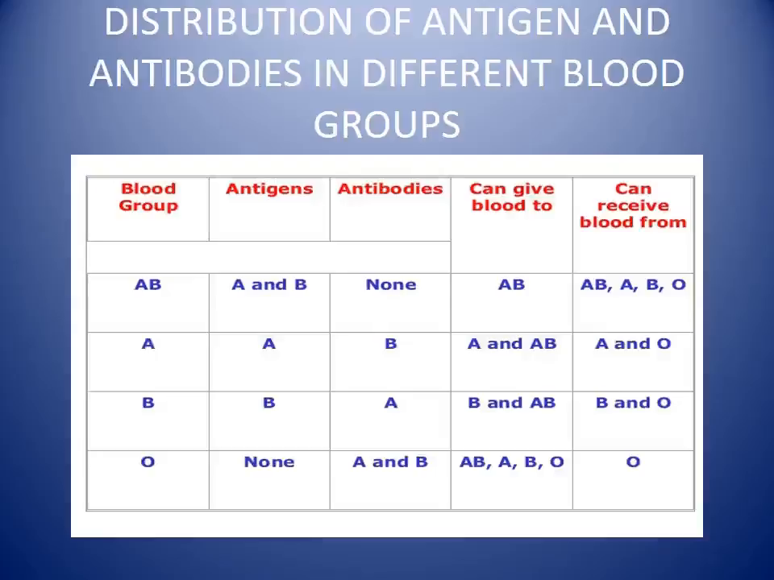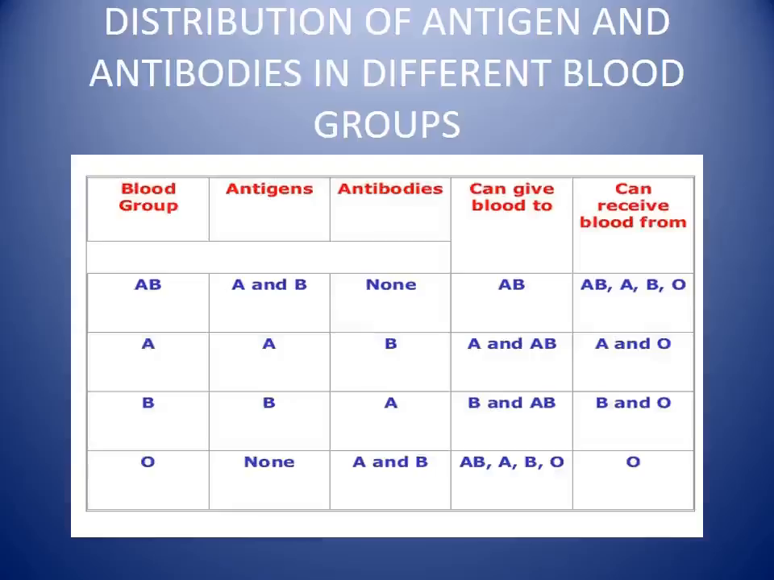Can donate to, can give blood to: AB can give to AB. A blood group can give to A and AB. B can give to B and AB. O can give to AB, A, B and O, all. So O is the universal donor. Can receive blood from: AB can receive from AB, A, B and O. That means it is the universal receiver.